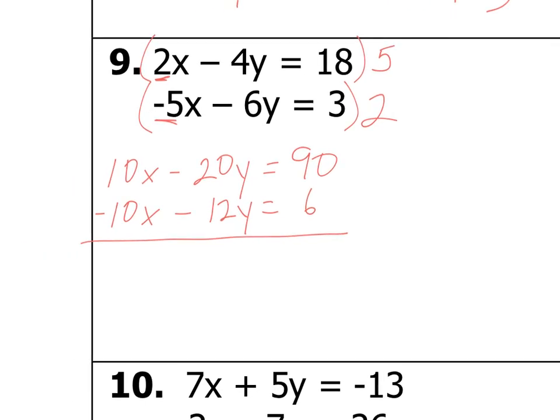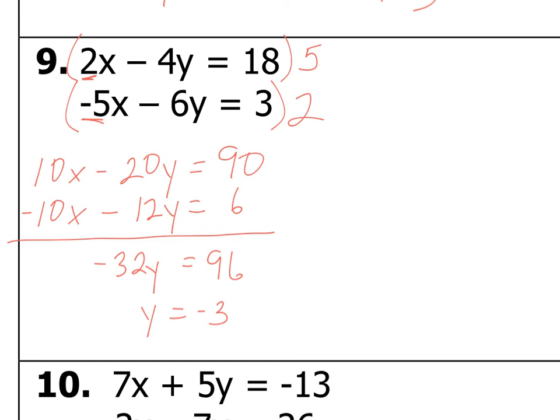Again, you've got to think about coefficients, 10, negative 10, those are opposites. Opposite coefficients mean we add. 10x plus negative 10x, there you go, there's your elimination, turns into 0. Negative 20 plus negative 12, negative 32. 90 plus 6 is 96, okay? And then we can take this, divide by negative 32. I believe that should turn into a negative 3.